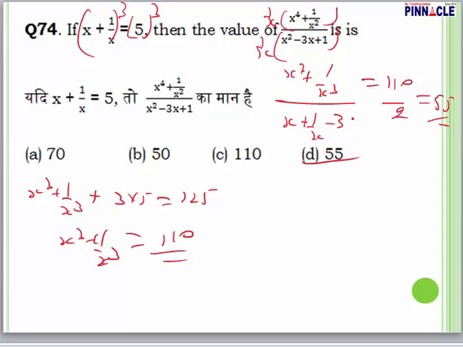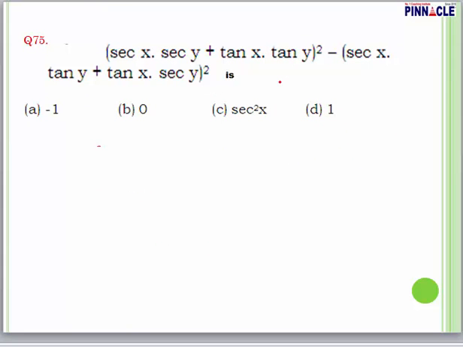What we have done in this question is that we have cubed both sides here, and if I multiply by 1 by x both in numerator and denominator, we will ultimately find this expression. Question number 75, which is the last question of this.